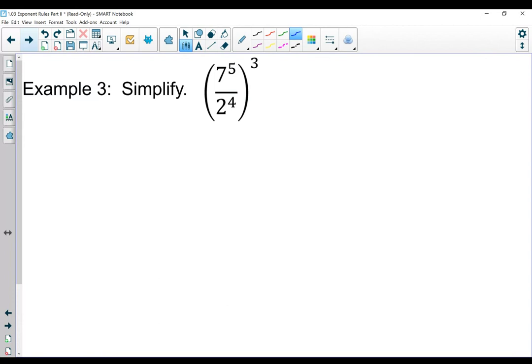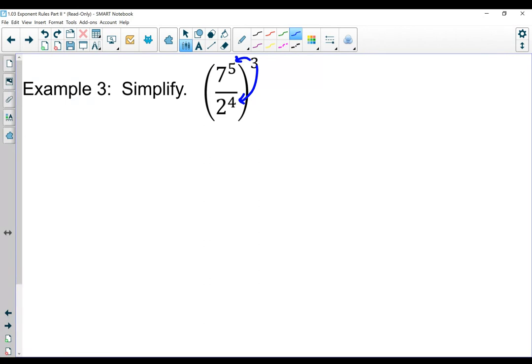For example 3, I have 7 to the 5th power, and I've got to raise that to the 3rd. Same thing with my denominator. I have 2 to the 4th power, and I have to raise it to the 3rd. So we need to remember that we're raising a power to a power. We're going to multiply our exponents.